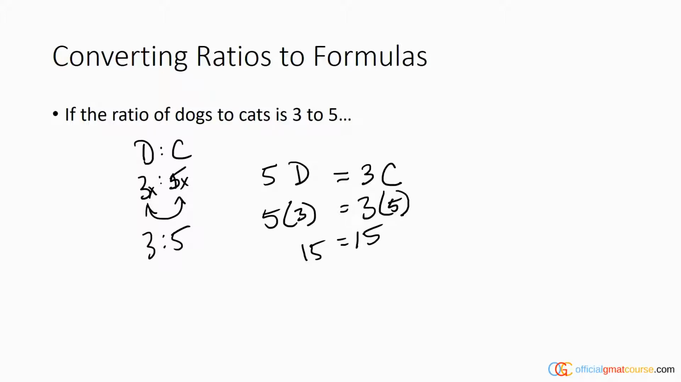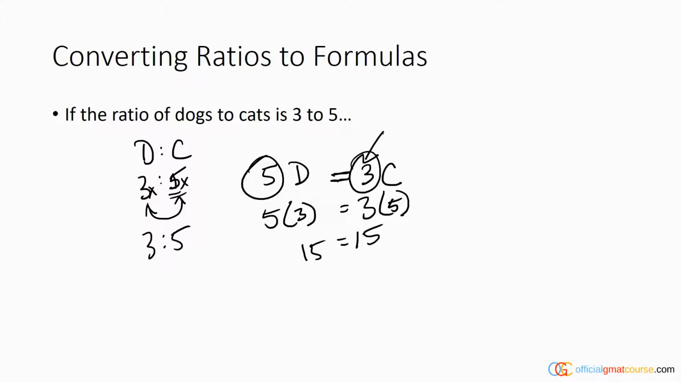So to set the number of dogs equal to the number of cats, I multiply the number of dogs by the cats' multiplier in the ratio, and multiply the cats by the dogs' multiplier in the ratio. So they get flip-flopped when we put an equal sign in between.